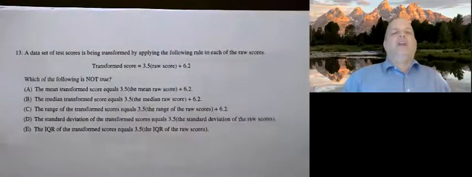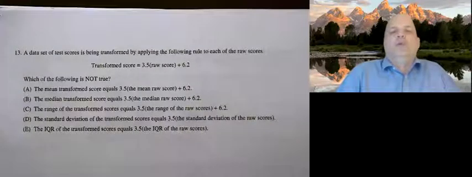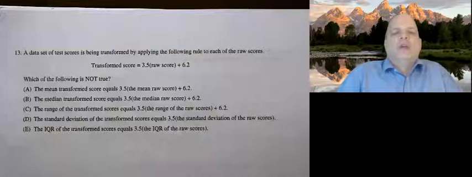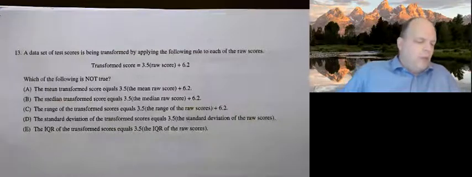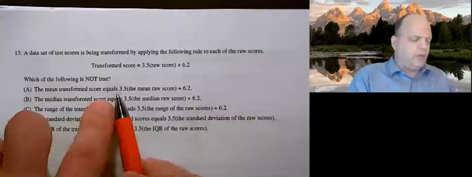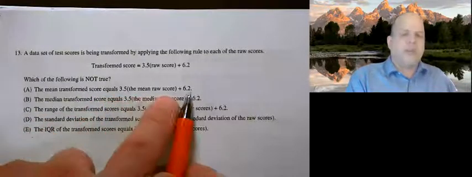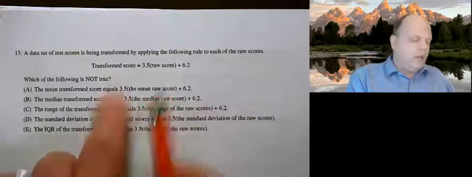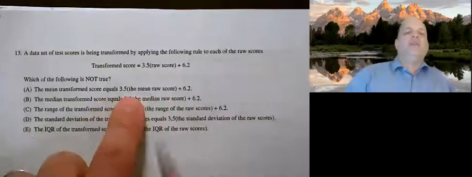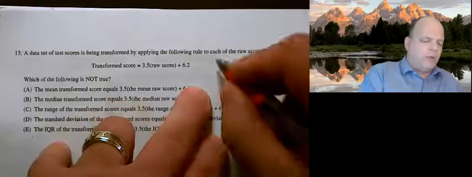A data set of test scores is being transformed by applying the following rule to each of the raw scores. Transform score equals this. Which of the following is not true? All right, so the mean of transformed scores equals 3.5 times the mean of the raw score plus 6.2. Well, here what they're testing is whether you can multiply and add constants. So let's talk about that real quickly.